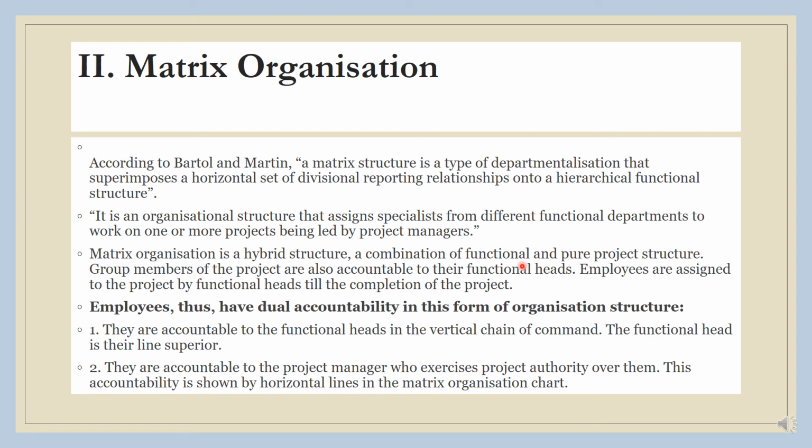So, matrix organization is a hybrid structure, a combination of functional and pure project structure. Group members of the project are also accountable to their functional heads. Employees are assigned to the project by functional heads till the completion of the projects. So now the employees will have dual accountability in the form of organization structure. To whom? They are accountable to the functional heads in the vertical chain of command. The functional head is their line superior, and then they are accountable to the project manager who exercises project authority over them. This accountability is shown by horizontal lines in the matrix organization chart.